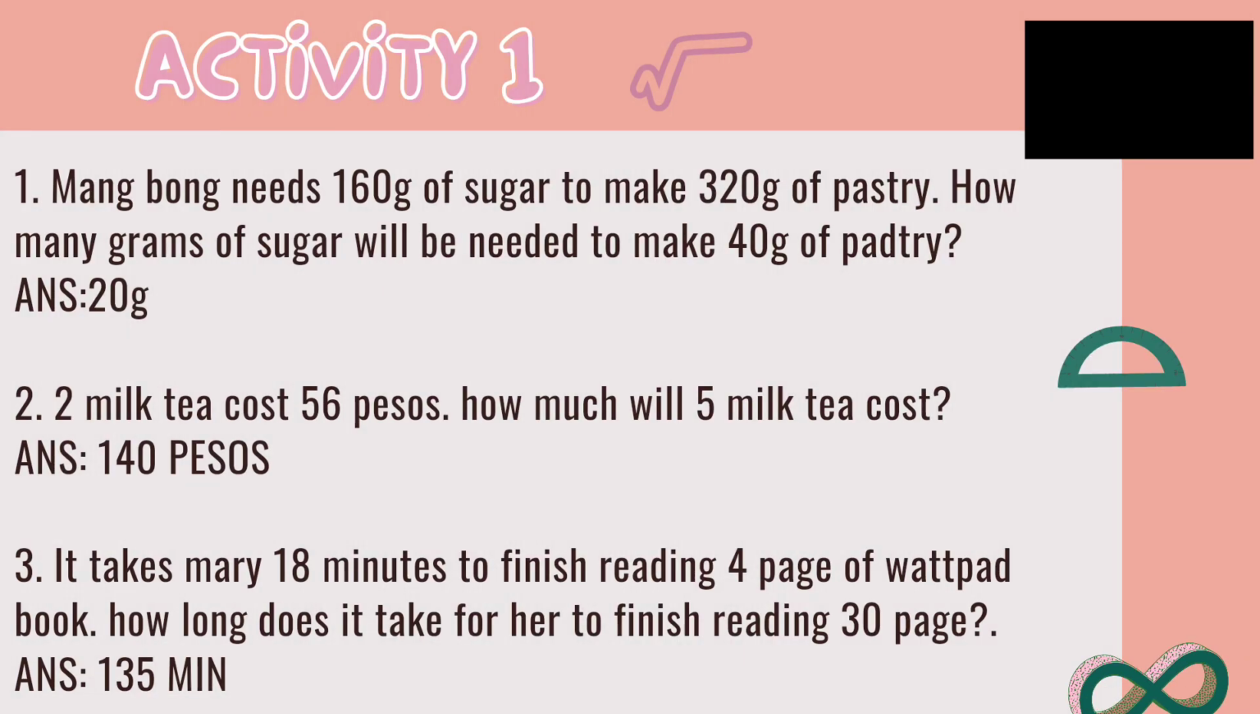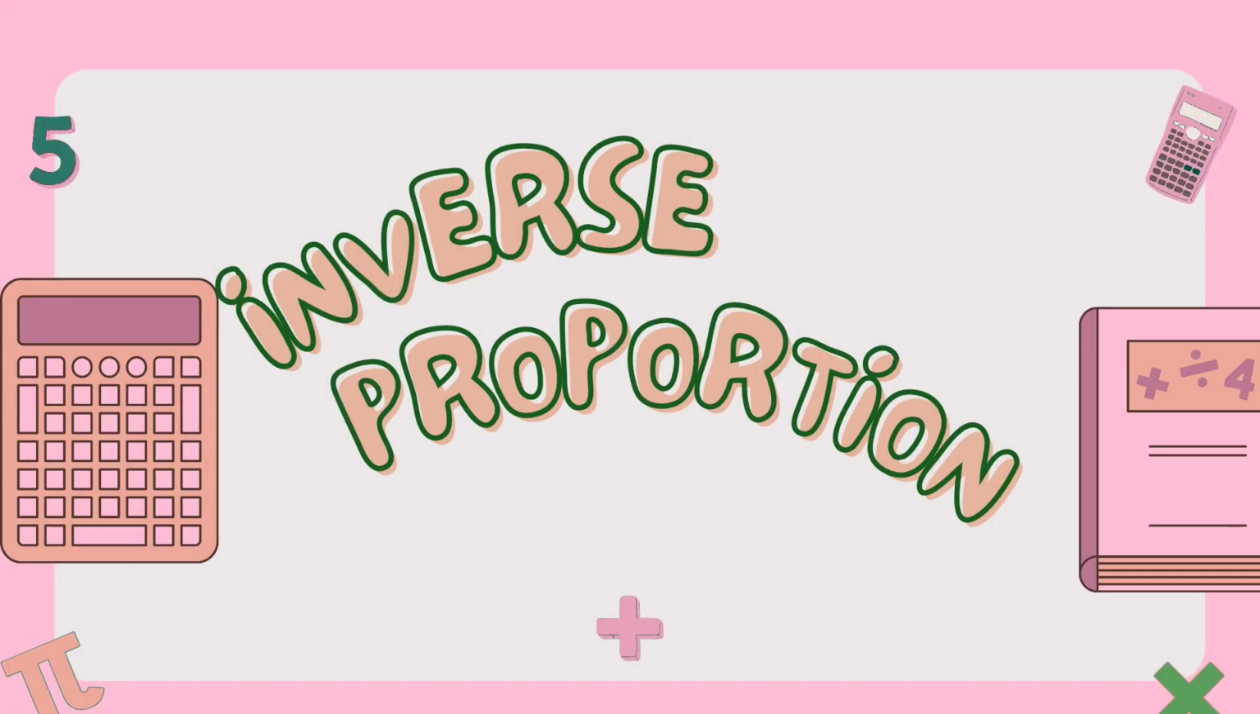So number 1 is 20 grams, 2 is 140 pesos, and 3 is 135 minutes. So if your answers are all correct, that's great. Keep it up, guys. If you get 0, that's okay. There is still more activity. Okay, let's continue to our second type of proportion, which is inverse proportion.